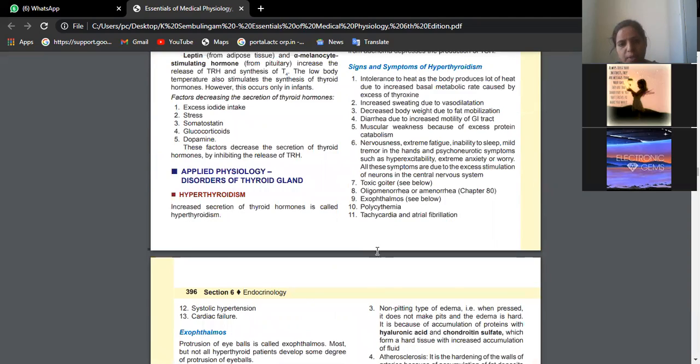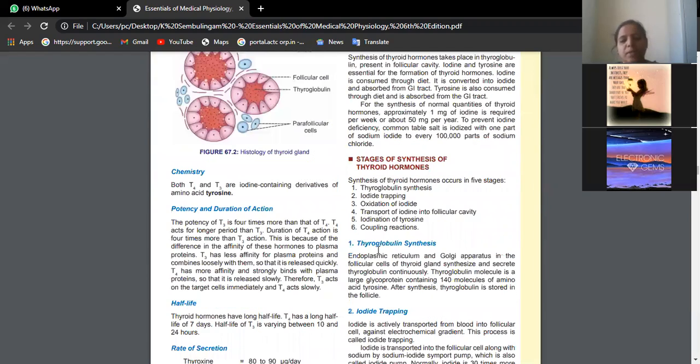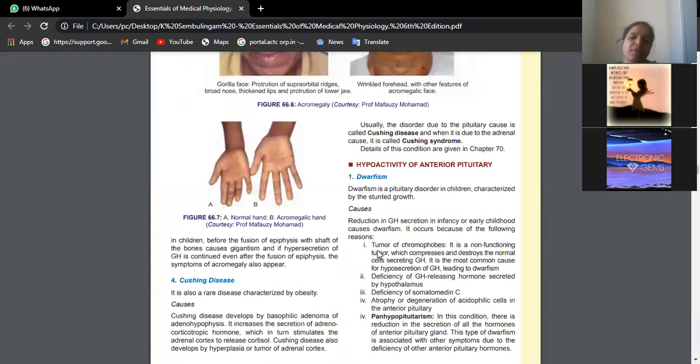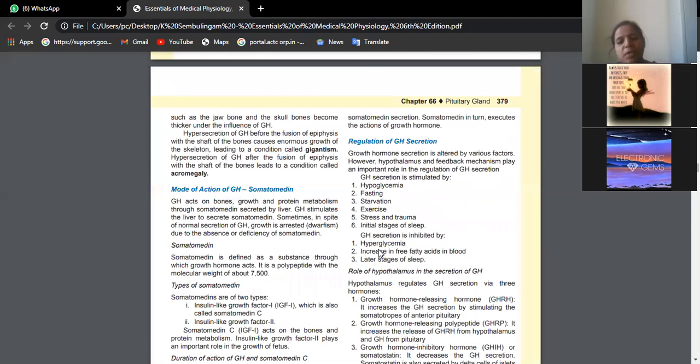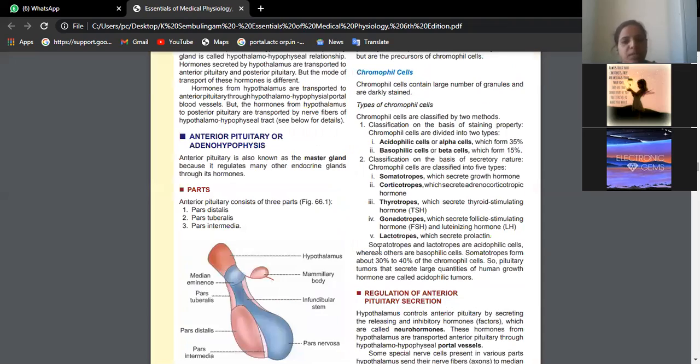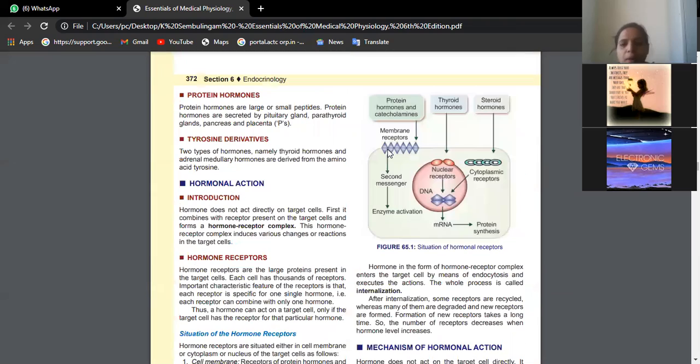So, like any hormone, the mode of action: it will have certain receptors, right? Cell membrane or nuclear receptors. It will bind with those particular receptors, enter into the cytoplasm, enter into the nucleus, and promote transcription and translation. Let's see with the help of a diagram. This is the diagram, isn't it?